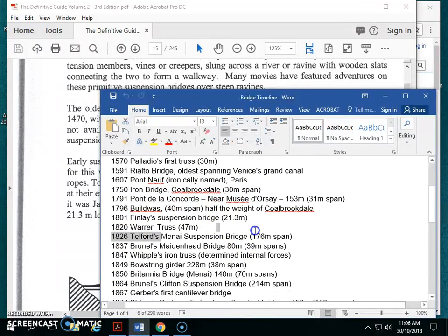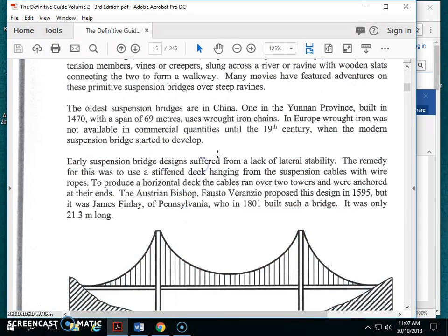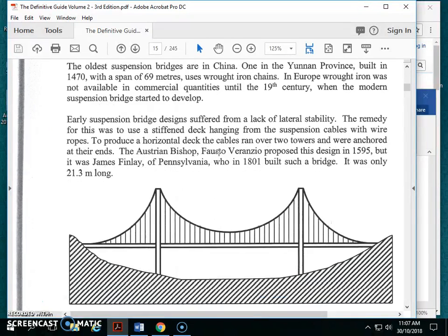So the Telford's Menai Suspension Bridge, which we talked about. The problem was that they lacked lateral stability.